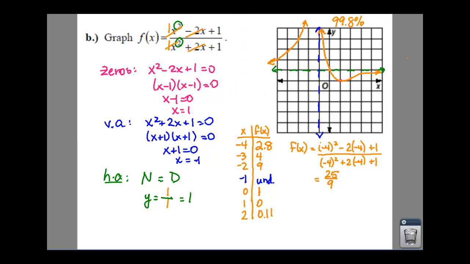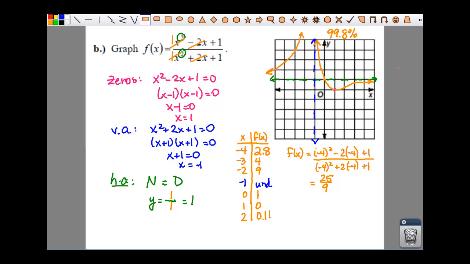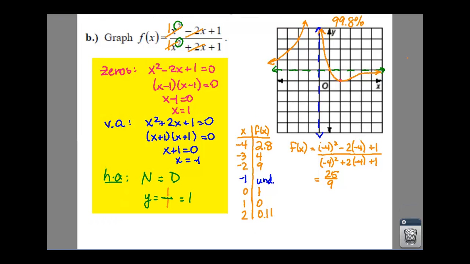So I guess the main part that I want you to make sure you understand is everything here on the left on how to find your zeros, your vertical asymptotes, and your horizontal asymptote. I highly doubt you're going to have a graph like this, so I'm glad that I just took all this time.